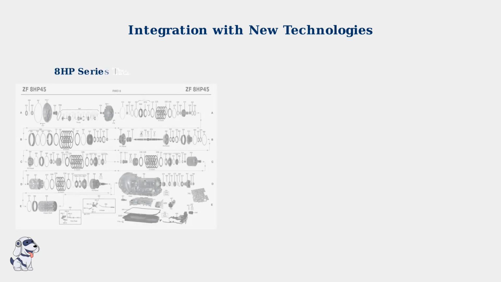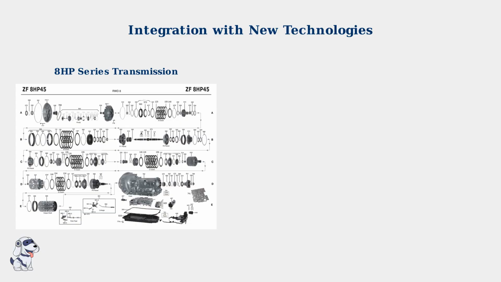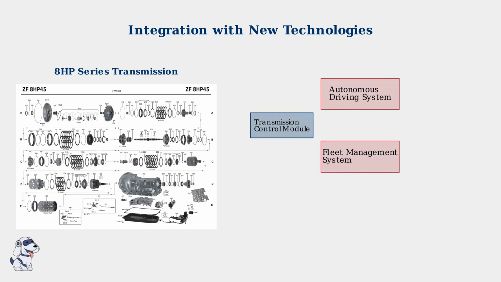The complex internal architecture of the 8HP transmission includes sophisticated electronic control systems that can communicate with external technologies. Multiple sensors and control modules enable real-time data exchange. The transmission control module serves as the central hub, receiving and processing data from autonomous driving systems and fleet management platforms. This integration enables optimized shift patterns and performance adjustments.